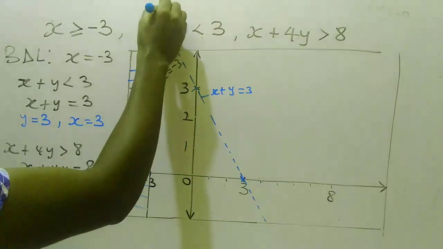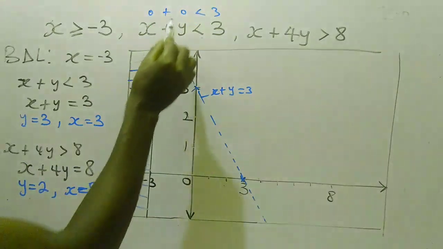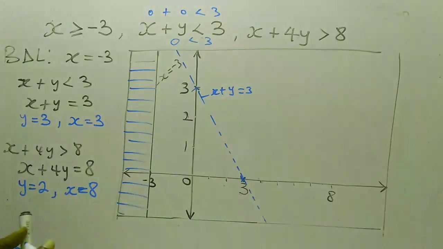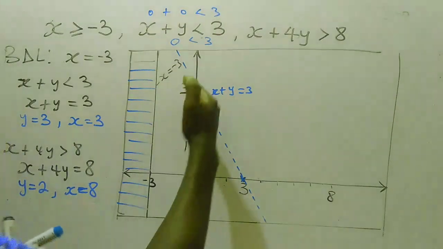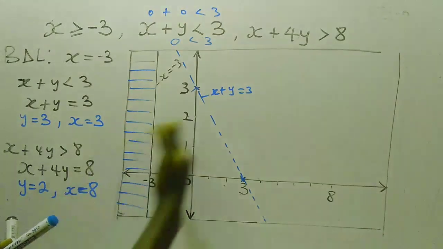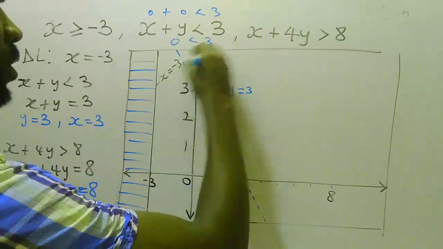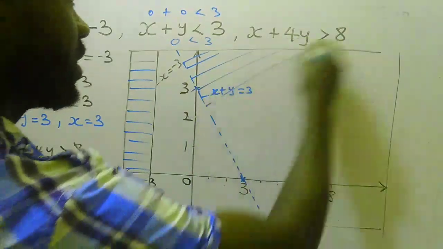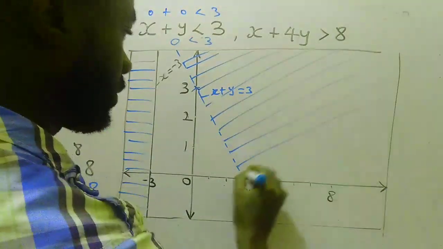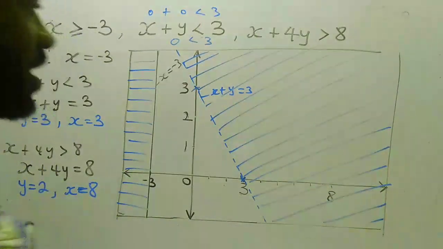If x is 0 and y is 0, we're going to have that 0 is less than 3, and this is a valid statement. Which means that the region where we contain this origin, where x and y is 0, is our accepted region. We are going to reject this other part, so I'm going to shade this other part. This part is rejected. So we are done with this part. Let's go to the last one.